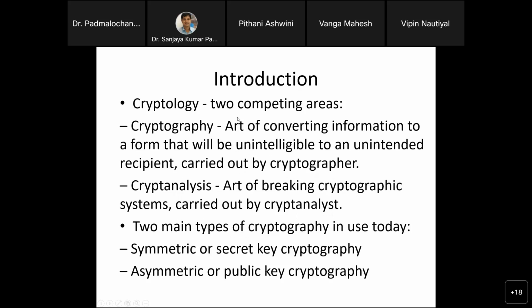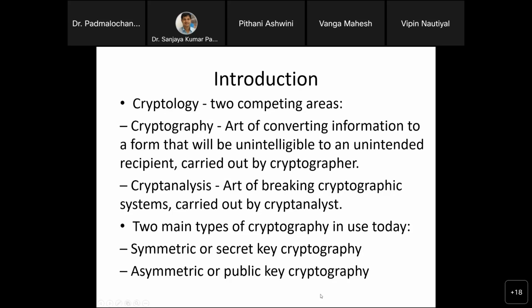So cryptology is mainly two competing areas: cryptography, that is how you generate the ciphertext from plain text, and cryptanalysis, which is breaking the cryptographic systems. There are mainly two types of cryptography used. Symmetric key crypto systems, in classical cryptography, these are the two main branches. Symmetric key crypto systems, where you have a common key shared between two parties, and they use this common key for encryption and decryption.